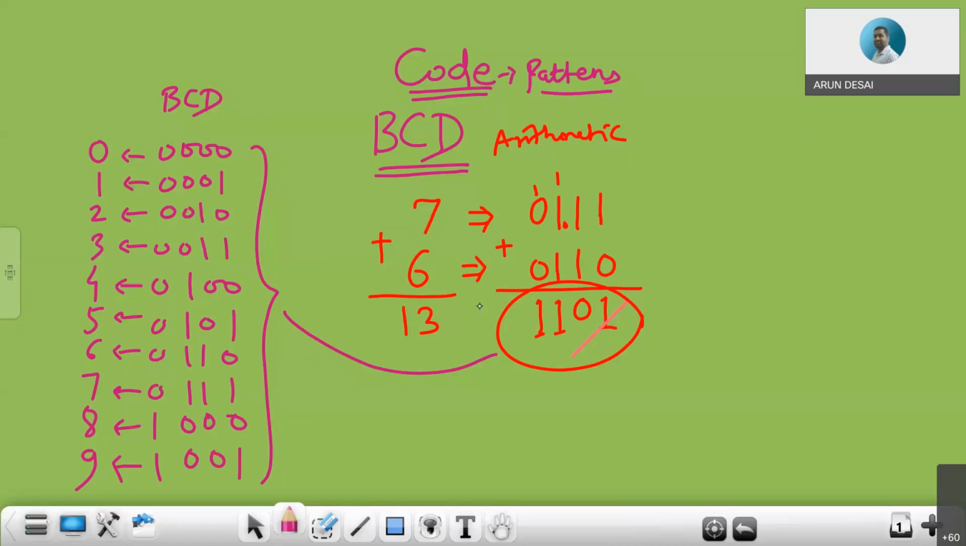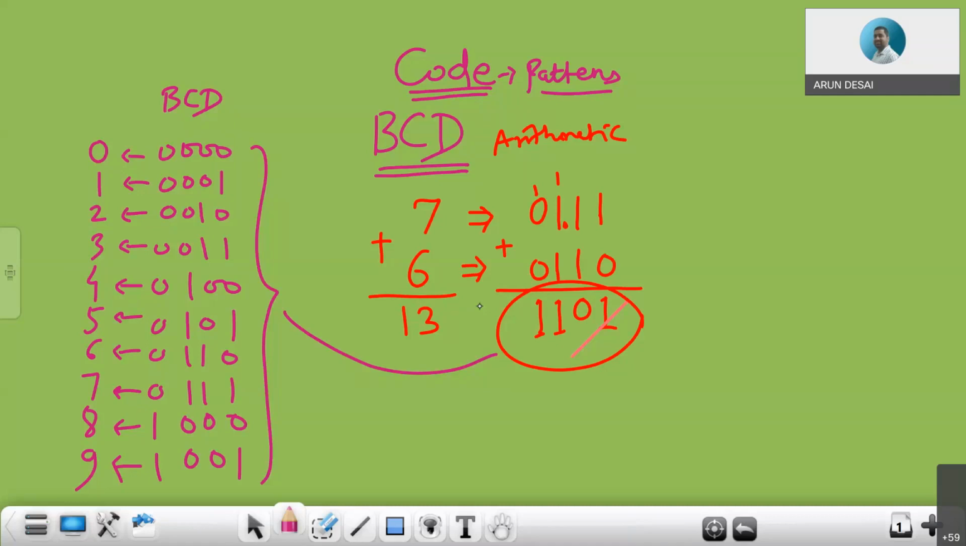So what do we need to do? What could be the next step? You need to convert this number into the proper format.